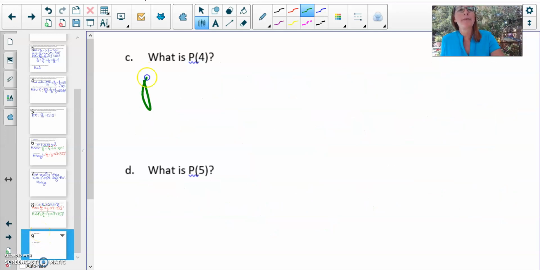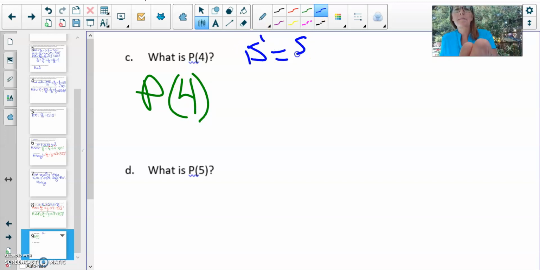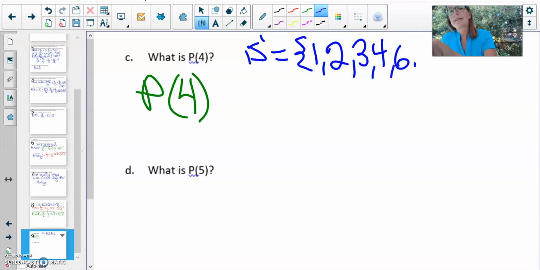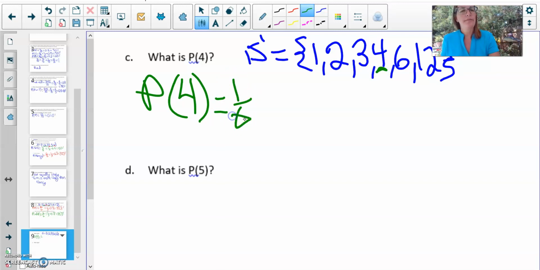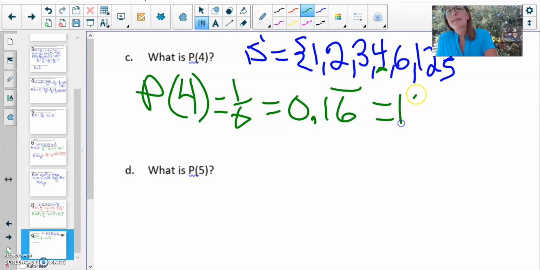What is the probability of selecting a 4? So I'm just going to rewrite my sample space so I have it. My sample space, remember, was 1, 2, 3, 4, 6, and 12. So the probability of getting a 4 is 1 of the 6 total. If I change that to a decimal, it's 0.16 with the 6 repeating, 16 and 2/3 percent.